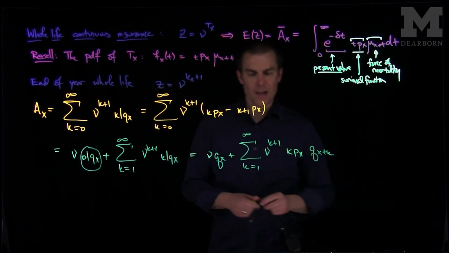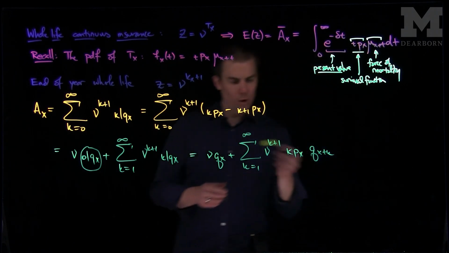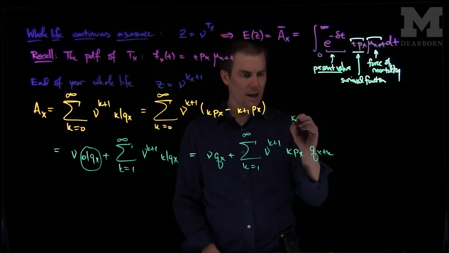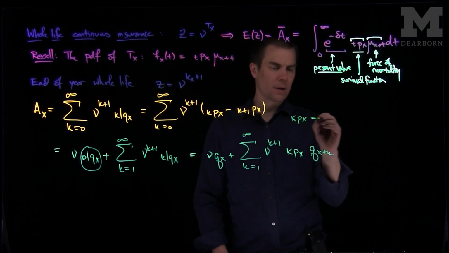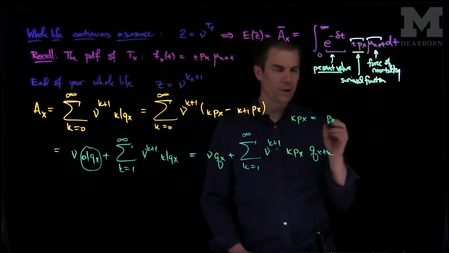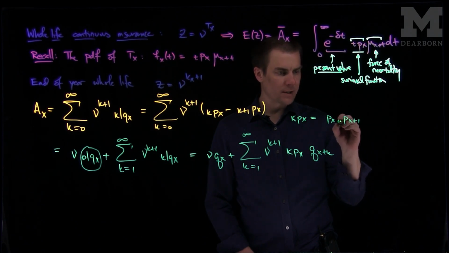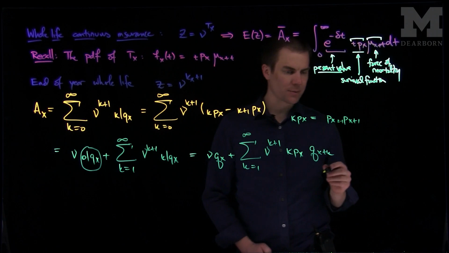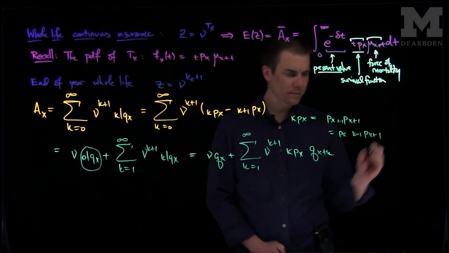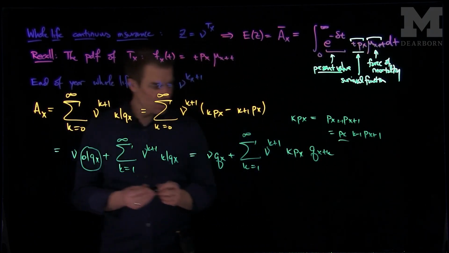Now what we can do is re-index this sum over here, and then we can pull out one factor of v. We can note that k p_x is going to be p_x, you survive for 1 year, and then you have p_{x+1}, and then what goes over here is k minus 1. So you have a k minus 1 p_{x+1}. So this is p_x times k minus 1 p_{x+1}. And so I'll pull out a factor of p_x and a factor of v.